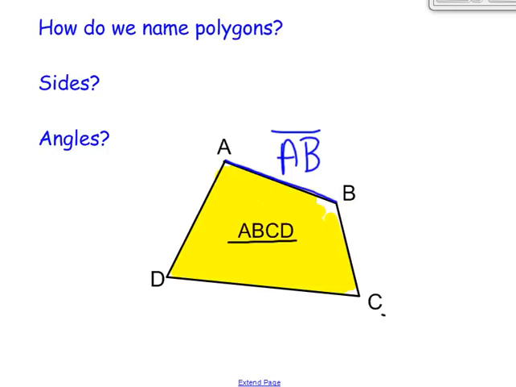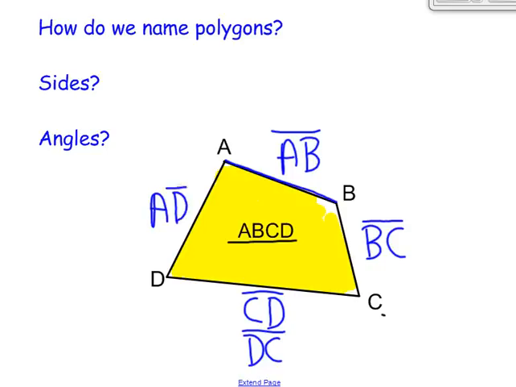The side to the right edge here is line segment BC. So I label that BC. This one down here is line segment CD. Put the hat on it. You could also call it line segment DC if you wanted. It doesn't matter, either way, as long as you use the two endpoints and the little line over the top. And finally, on the left side, we have line segment AD.